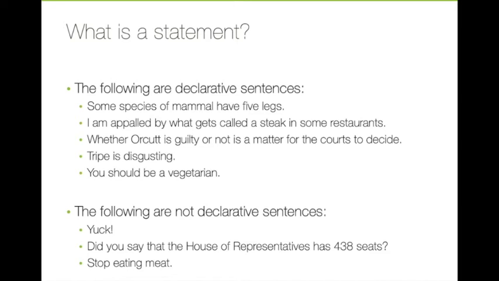Yuck. Did you say that the House of Representatives has 438 seats? Stop eating meat. The first one here is an exclamative, the second an interrogative, and the third an imperative. You don't need to know those terms per se. What's important is that none of these sentences could be determined, even in principle, to be true or false. So they could not be the components of an argument.